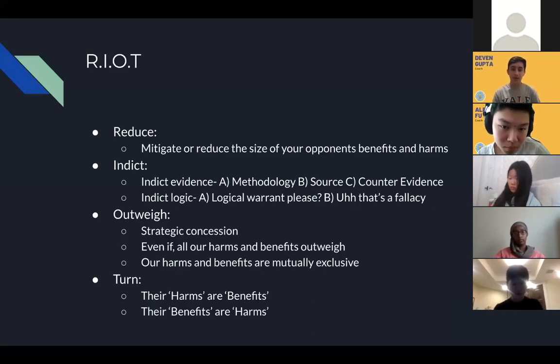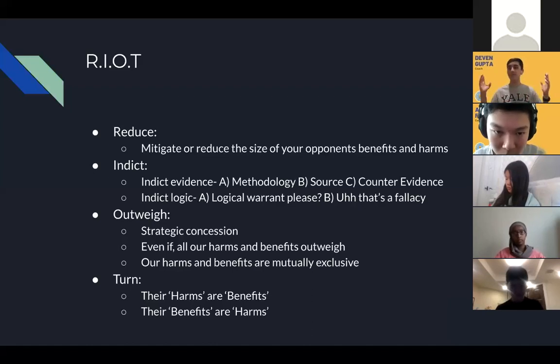Lastly, most importantly, you gotta turn. It's very, very important for you. It's either saying their harms are benefits, and so that's why it's good for you, or their benefits are harms, and that's why it's bad for them. You can't vote for them.